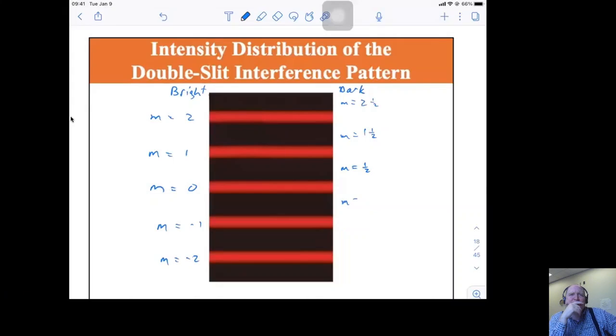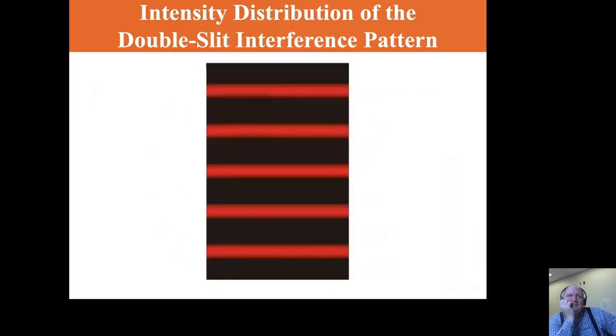M equals minus 1/2, m equals minus 1 and 1/2, m equals minus 2 and 1/2. Just wanted to make sure that everybody understands what these modes are and what they're pointing to. Sorry if my handwriting isn't that clear, but I think you get the idea. Now let's get back to the PowerPoint, which is right here, and it's the same image.